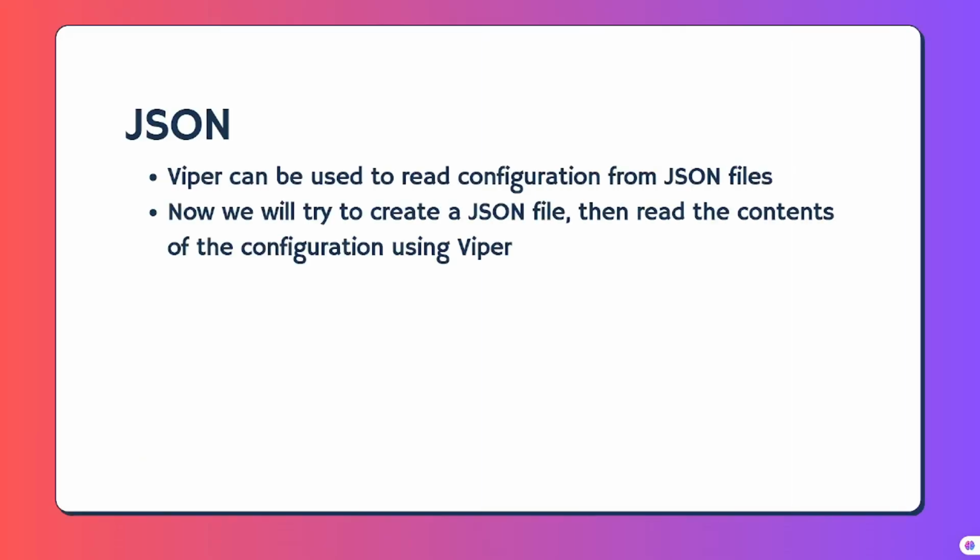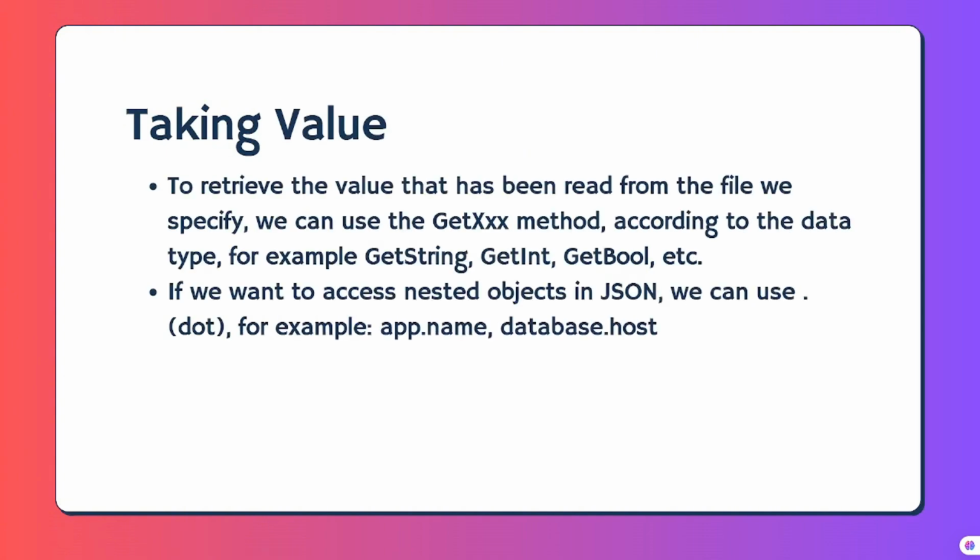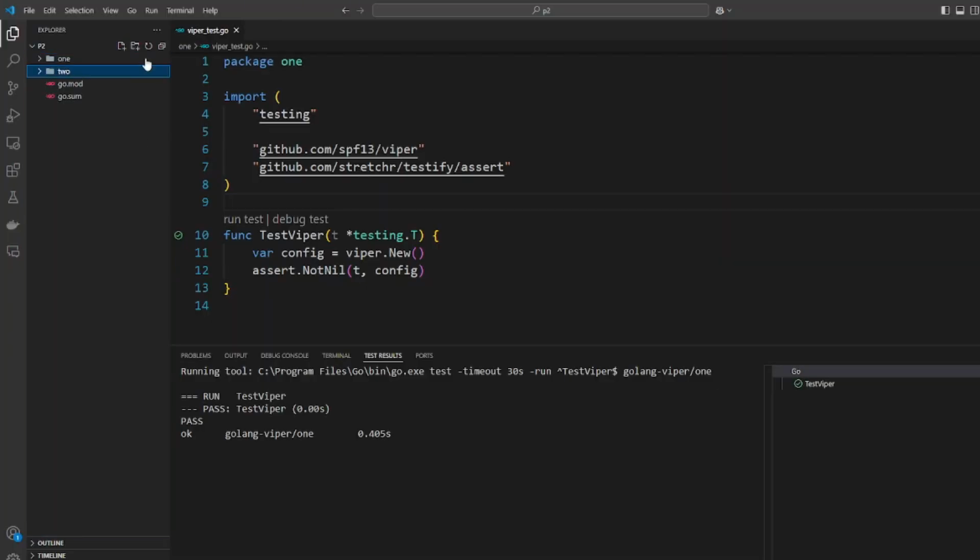JSON. Viper can be used to read configuration from JSON files. Now we will try to create a JSON file, then read the contents of the configuration using Viper. Now we create a second folder. We'll try to read the JSON file with Viper.